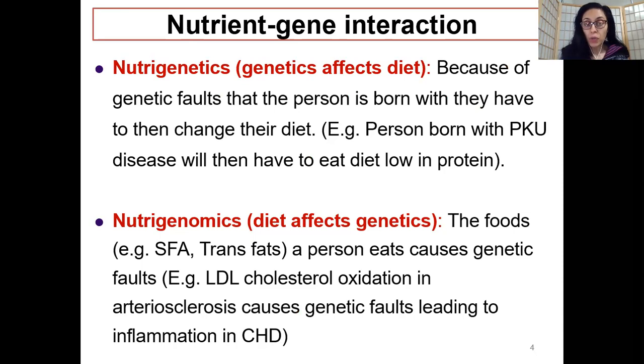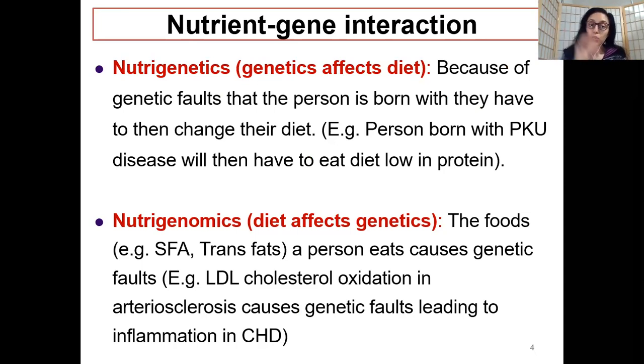For instance, PKU patients cannot have phenylalanine in their diet. Why? Because they cannot metabolize it, and therefore their dietary habits have to be changed because they are born with a genetic makeup where they cannot metabolize phenylalanine. Similarly, individuals who are born with type 1 diabetes genetically cannot synthesize or produce any insulin, therefore they have to change their diet. So because of genes, when you are changing your diet, that is called nutrigenetics in simple terms.